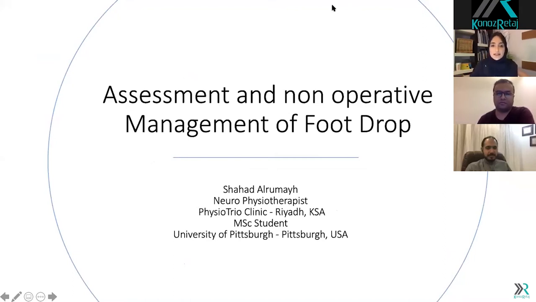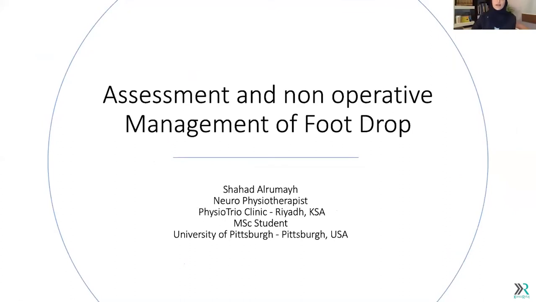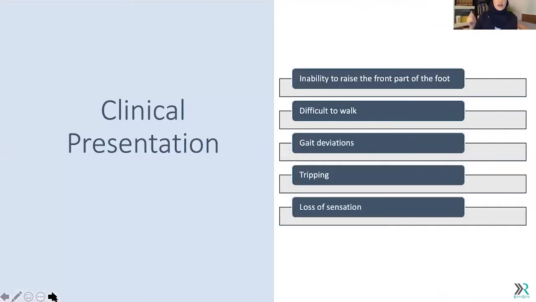So my talk today will be about assessment and non-operative management of foot drop. So first of all, the symptoms of each case of foot drop vary depending on the severity and the underlying condition. And typical signs and symptoms would be the following.